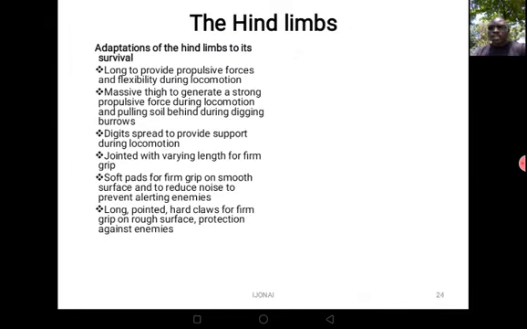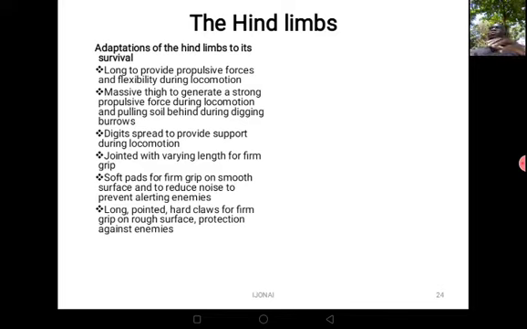So the significance there are adaptations of the hind limbs to the survival of the organism. One is that they are long so as to produce the propulsive force for locomotion. And then they have a muscular or a massive thigh to generate a strong propulsive force during locomotion and pulling the soil behind during digging.